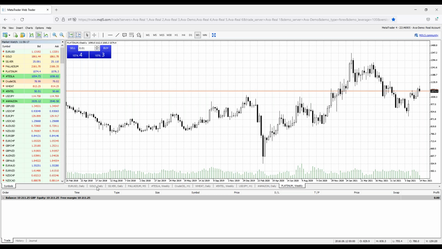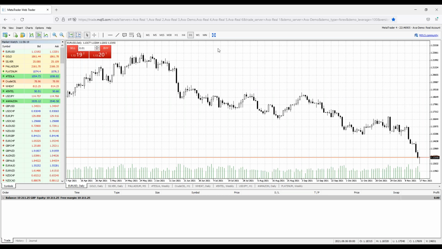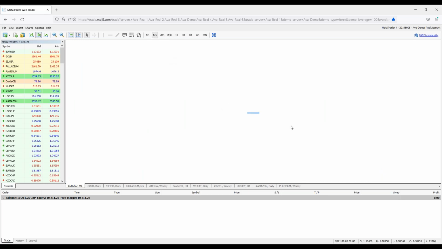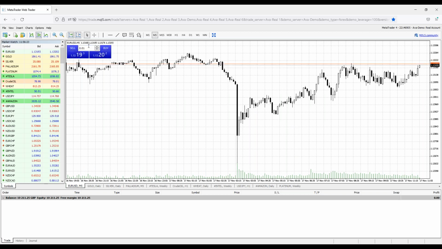We also have scalping. We'll open up EUR/USD and we'll open up 5 minutes. This is for a scalper. This is heaven. This is the most desirable thing that a scalper can ask for.